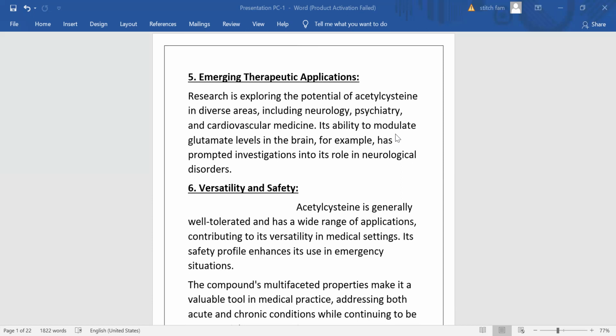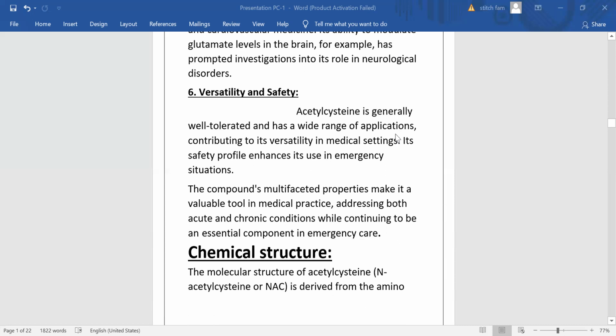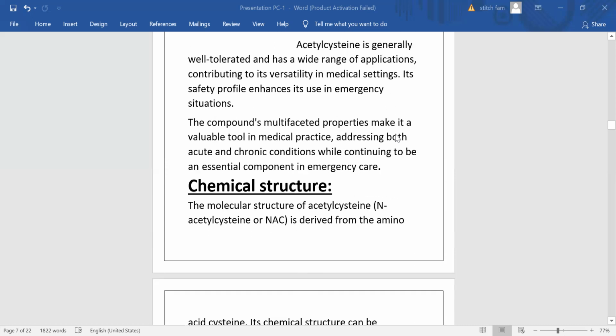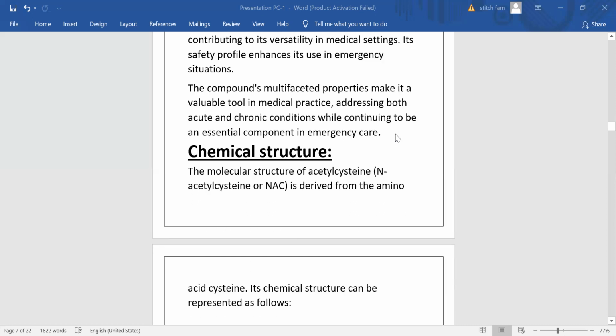Number six, versatility and safety. Acetylcysteine is generally well tolerated and has a wide range of applications, contributing to its versatility in medical settings. Its safety profile enhances its use in emergency situations. The compound's multifaceted properties make it a valuable tool in medical practice, addressing both acute and chronic conditions while continuing to be an essential component in emergency care.